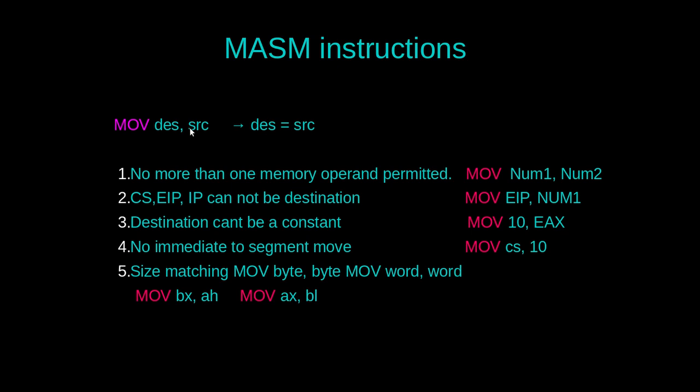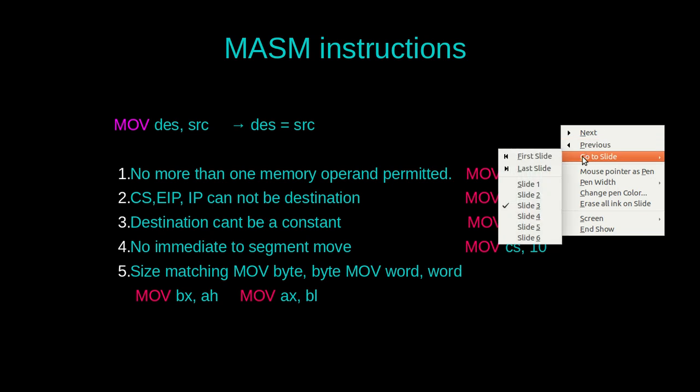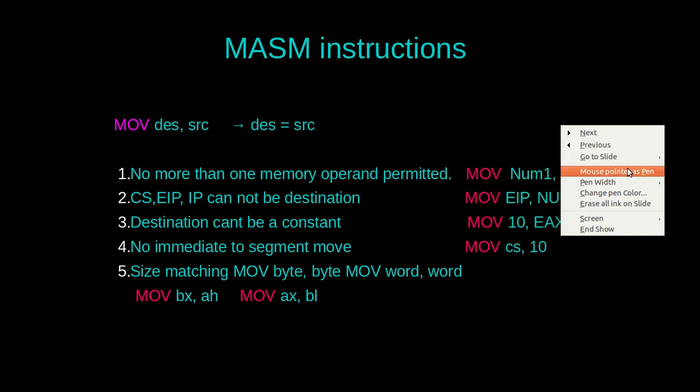But we have some restrictions on the move instruction. No more than 1 memory operand permitted. That means this is a memory operand: num1, total, num2, if you remember. No more than 1 memory operand permitted. So I can't move from 1 memory operand to another. This is not allowable. We can't do that one.